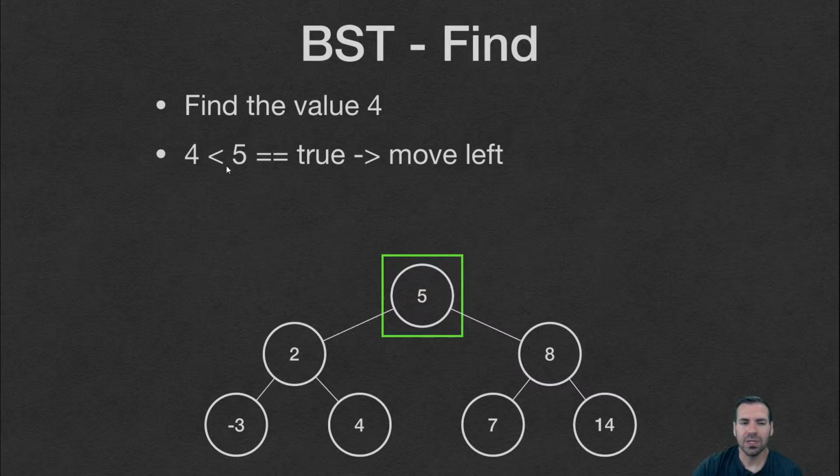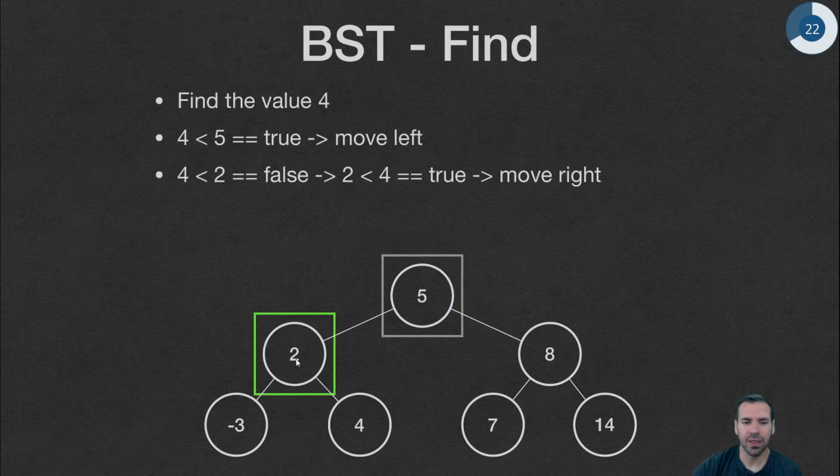So if 4 is less than 5, by transitivity, 4 is also less than anything in the right subtree. And if it's strictly less than everything in the right subtree, then everything in the right subtree cannot possibly be equal to it. So we don't have to look at the right subtree at all. We just eliminated this entire search space and we go to the left.